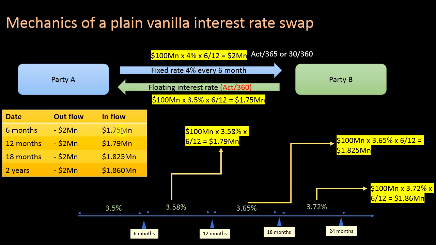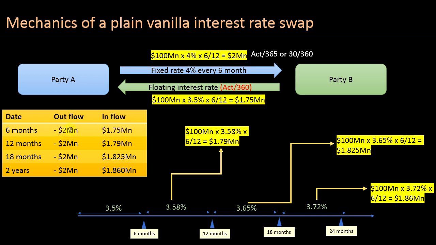Now, one thing to also remember is that in an interest rate swap, both parties will not be paying the whole amount, but will be netting off. So in this case, minus 2 million plus 1.75 million.